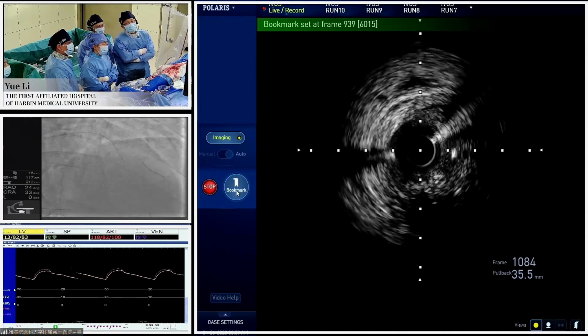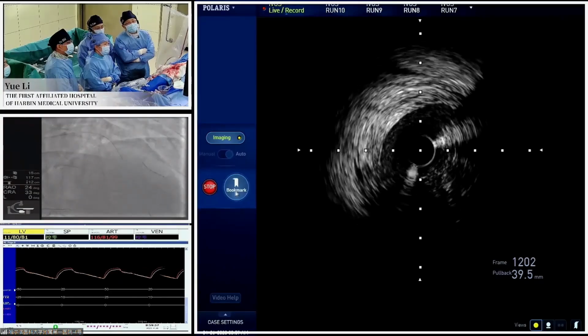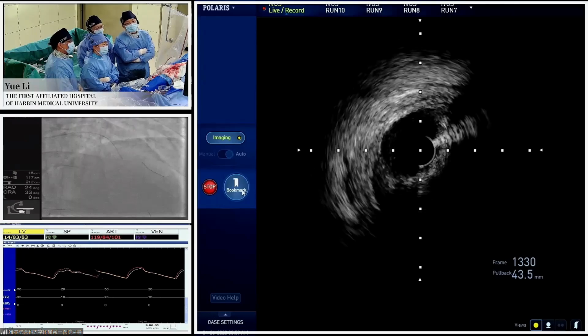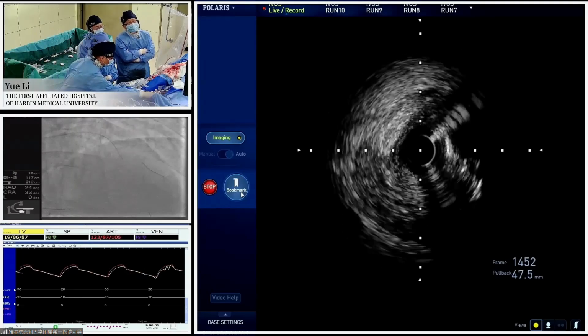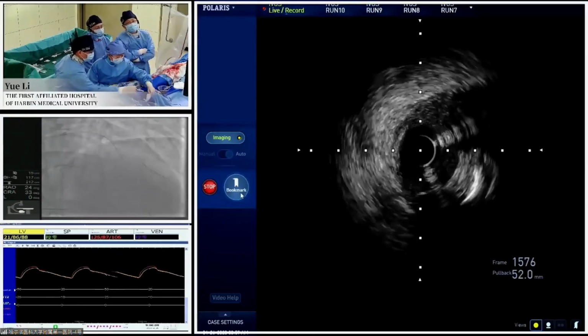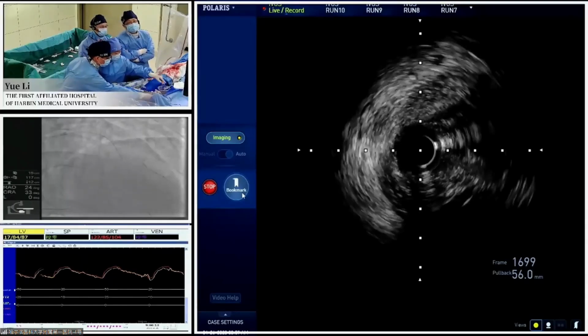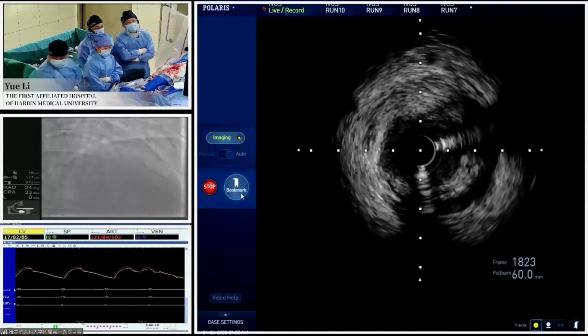Okay, so we can see that it seems the side branch of the diagonal wire is drawn into the main vessel. This is a relatively very diffuse LAD with a lot of plaque burden, especially at the proximal part, very concentric, fibrotic, with a little bit of calcification on the surface. So far, I think we are good. Everything is good. We are in the true lumen, with a little bit of hematoma, but not so much.